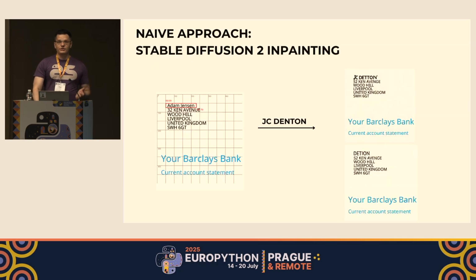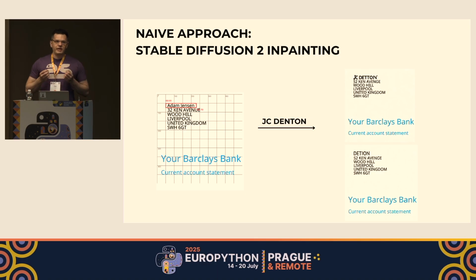The naive approach is to just download Stable Diffusion and give it a bounding box, say, hey, please take this. Here's a picture of a bit of text. Please in-paint. And this is what you get. So this doesn't actually look too bad. The font's a bit similar. This font is all a bit weird. But if you look closely, this one's 32 Kenwood Avenue. It's changed this to S2, and this one to 52 Kenwood Avenue. So it's actually gone beyond what we wanted to alter. So it's not just the font.